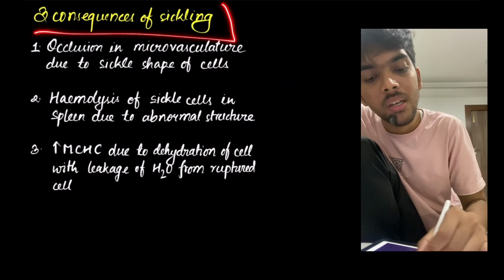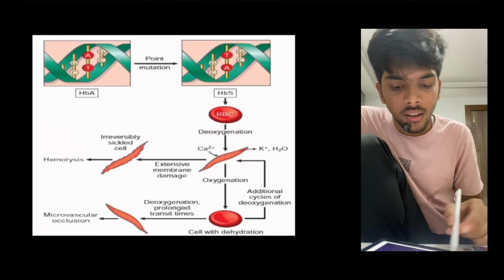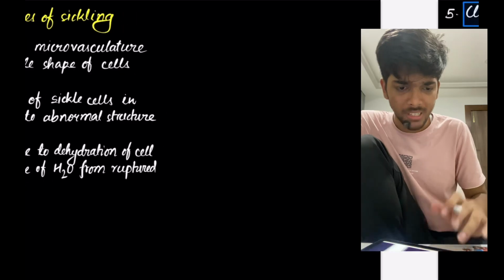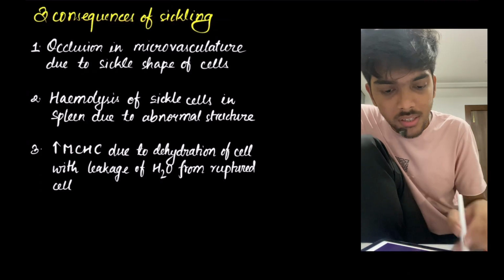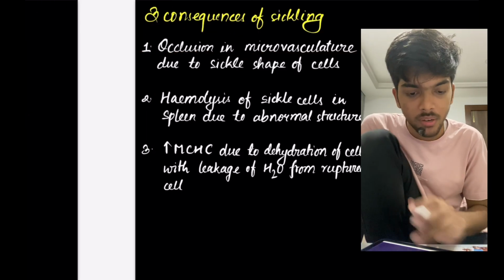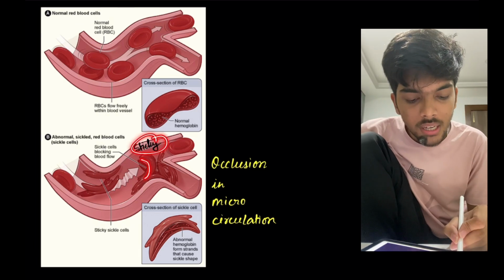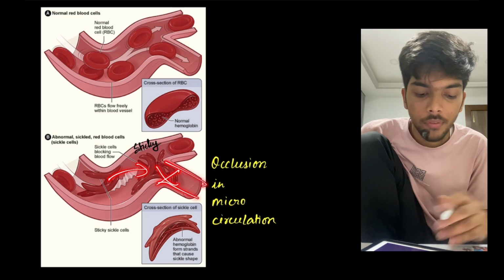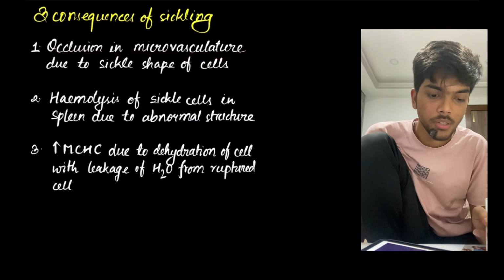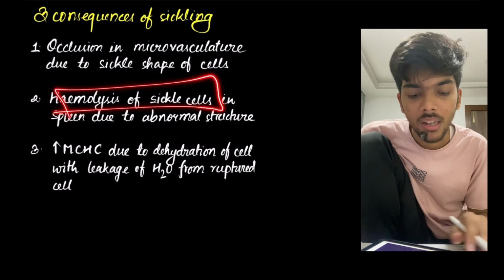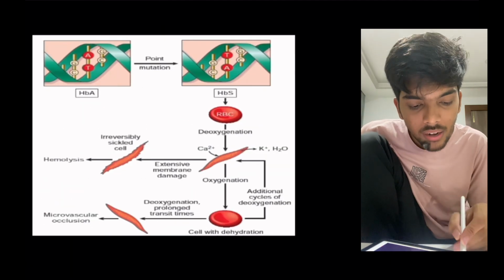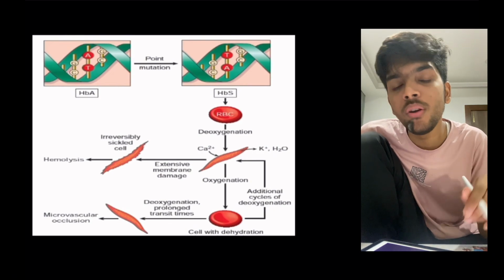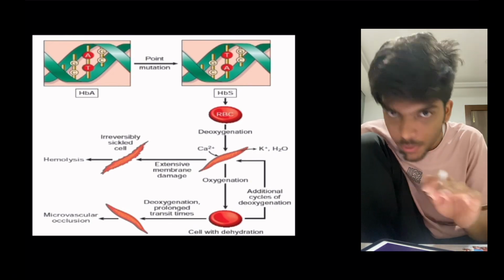There are three consequences of sickling. What is sickling? This process of conversion of RBC into sickle cell is sickling. So there are three consequences of sickling. First, occlusion in microvasculature. Due to the sticky nature of sickle cells, they occlude together and block the small blood vessels. Second, hemolysis of sickle cell. Your body does not recognize the sickle cell. As a result, it gets hemolyzed in the reticuloendothelial system or in the macrophages of your spleen.